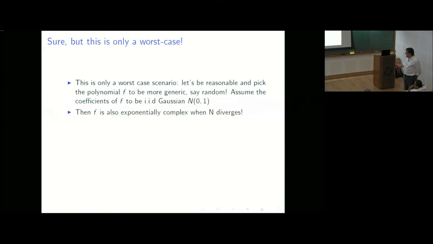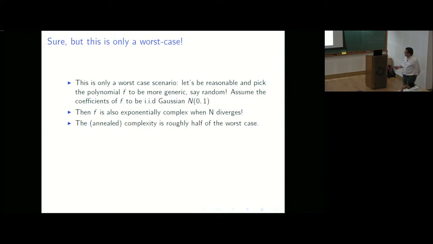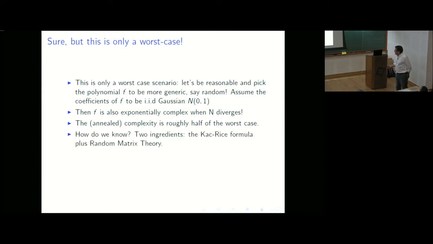Yeah, but then this function is also exponentially complex when n diverges. So if you take it randomly, it's still bad, very bad. In fact, the annealed complexity of this is roughly half of the worst case. So it's not the worst case, but it's still exponentially complex. How do we know that? So this is what I will try to explain.